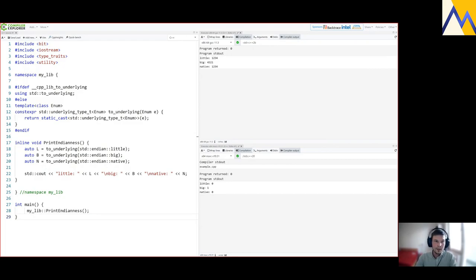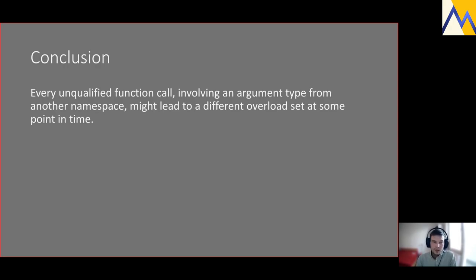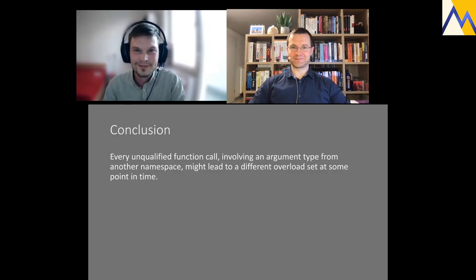So let's wrap it up. Every unqualified function call that you're doing, which might involve an argument type from another namespace, might lead to a different overload set. And it's, at first, just a different overload set, which could result in a compiler error due to ambiguity, which we just saw. But it could also be that the new overload set contains a candidate, which is simply a better match. So now suddenly you get a different runtime behavior. So these are different things that I just want to remind you to keep in mind. And that's from my side. Thank you.